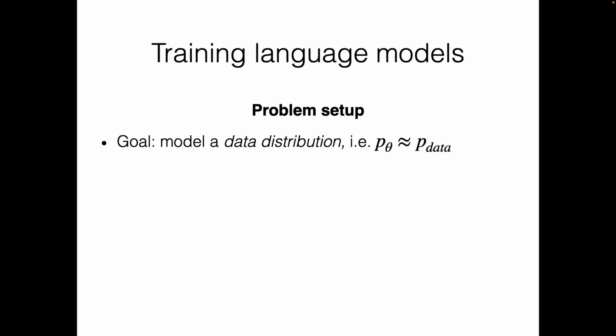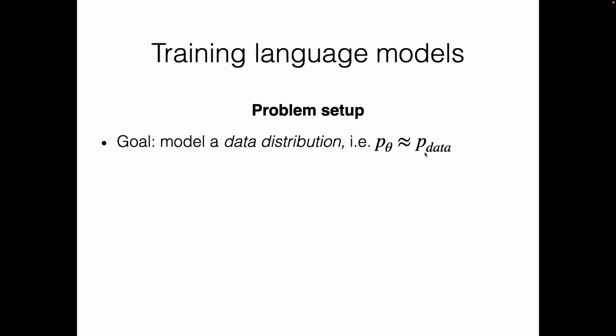So first, we're going to talk about how you will train a language model, starting with this really simple one called the bigram model. Here, what we do in language modeling is our goal is to model what is called a data distribution. So here we have our model, which will denote p theta, and then we have this data distribution, which we will call p data.